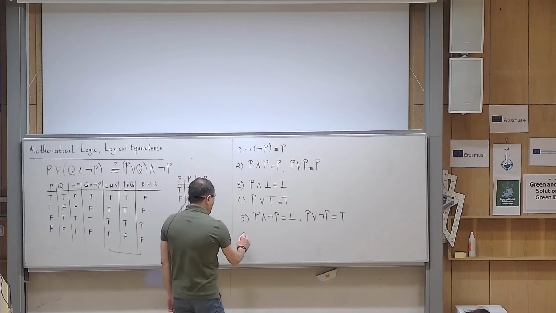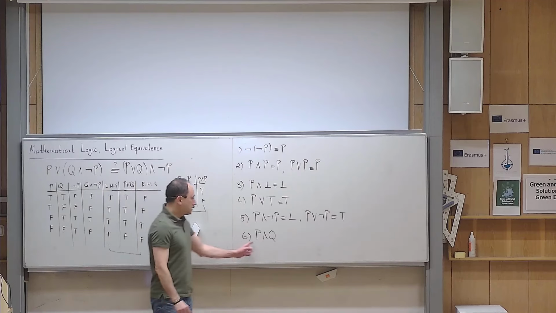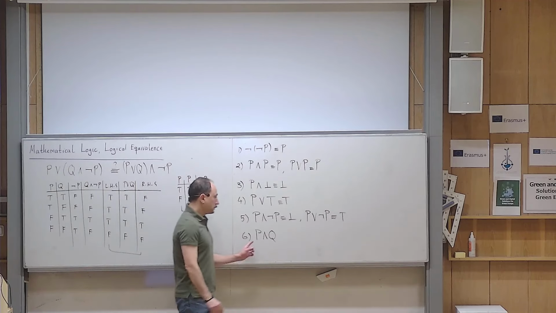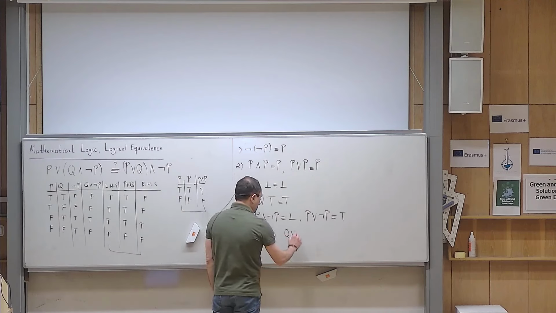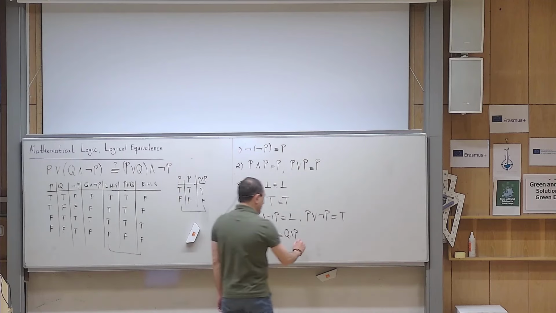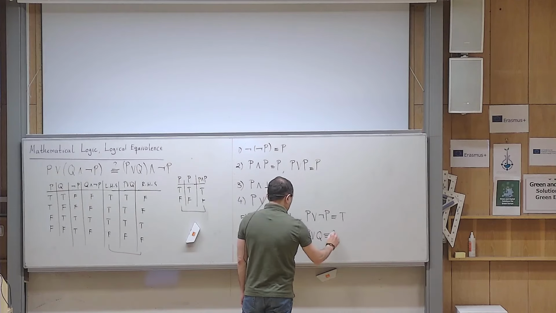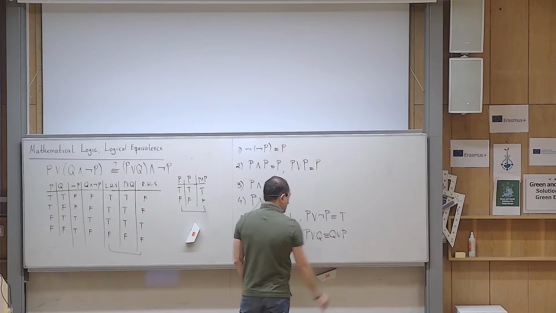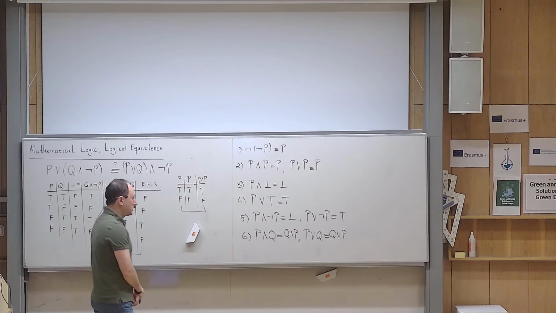Okay, so number 6, now 2 propositions are involved. The first thing is that this is commutative. So it doesn't matter if you write P and Q or Q and P. They are equivalent. We also have the same for or. These are commutative laws.